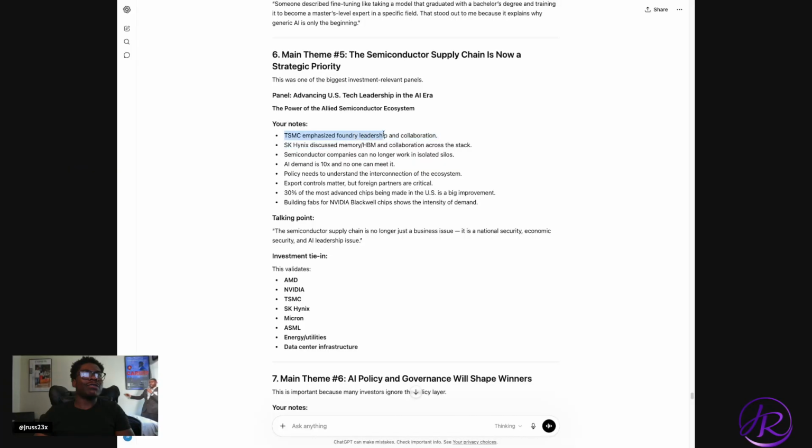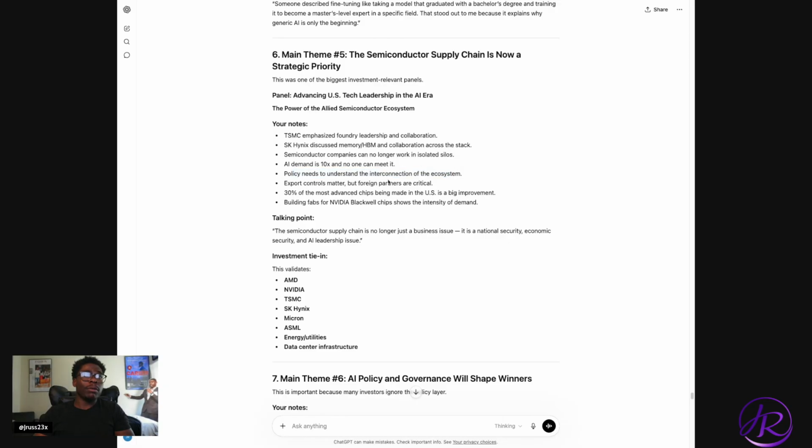TSMC emphasized foundry leadership and collaboration. They're looking to open another foundry, which is the basis of what creates the semiconductors and these chips. SK Hynix discussed memory and high bandwidth memory and collaboration across the stack. Semiconductor companies can no longer work in isolated silos. AI demand is 10 times and no one can meet it. Policy needs to understand the interconnection of the ecosystem.